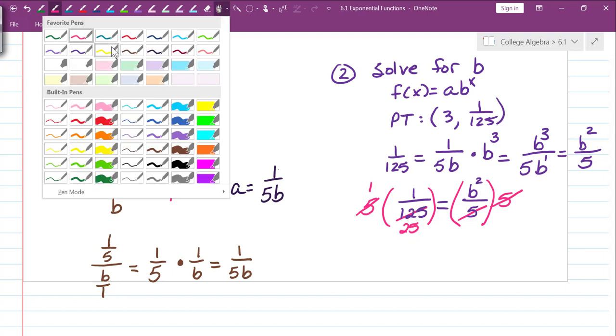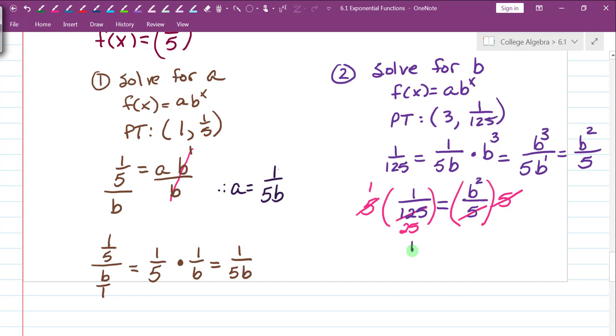So I end up with 1 over 25 is equal to b squared. Now I have to solve for b, which means I'm going to take the square root of both sides. So when I take the square root of b squared, I get just b. And then the square root of 1 is just 1, and the square root of 25 is just 5. And remember, it's going to be positive because b must always be positive.